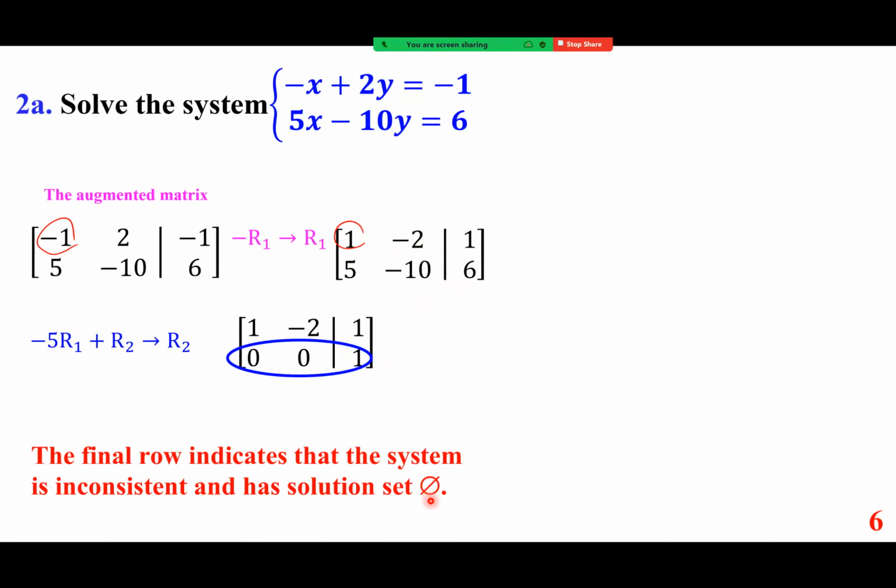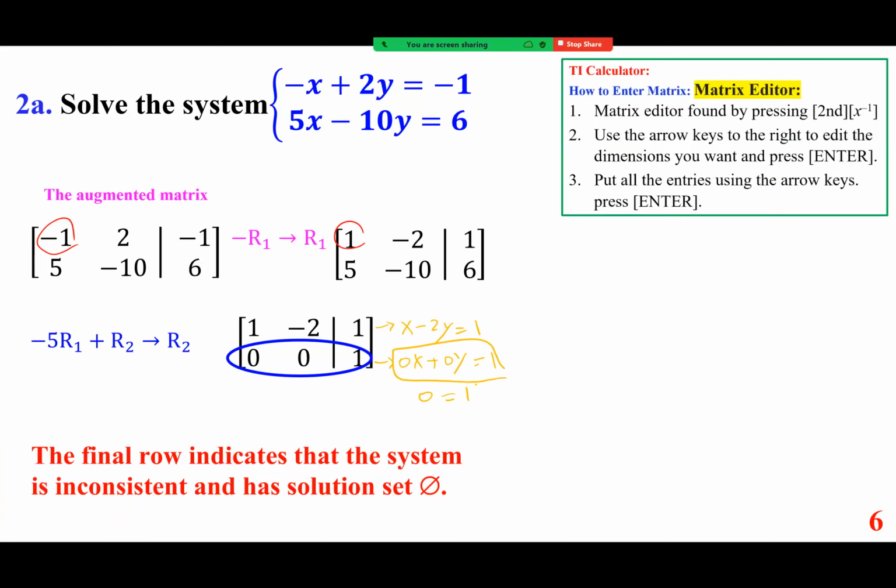This is called phi, an empty set, because you can rewrite this in the following manner, class. This is the same as writing x minus 2y equals 1. And this is the same as writing 0 times x plus 0 times y equals 1. And this means 0 equals 1, which makes it inconsistent, which makes it having no solutions.